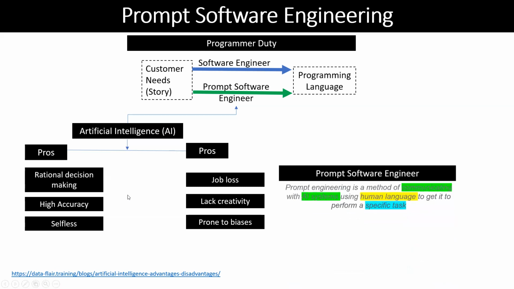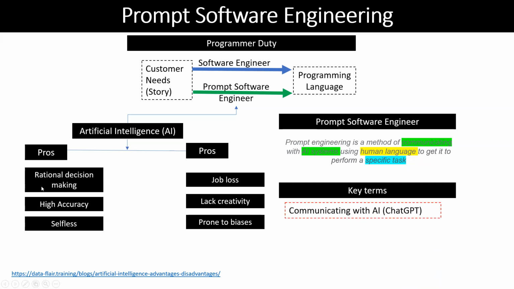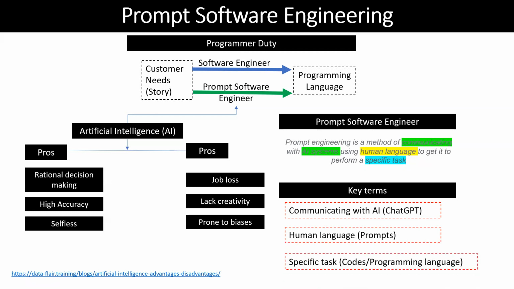Prompt software engineering can be defined as a method of communicating with an AI system using human language to get it to perform a specific task. As you can see, I've highlighted things that you need to keep in mind. That is, you are communicating with AI, in this case ChatGPT. You're using human language, which is the prompt, and you want a specific task, which is the code or the programming language.